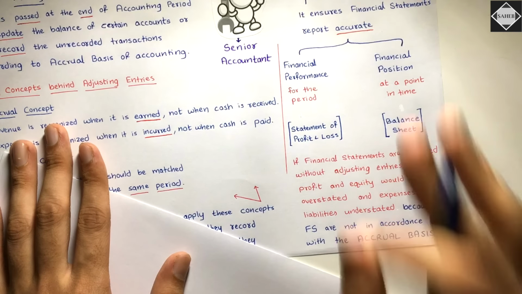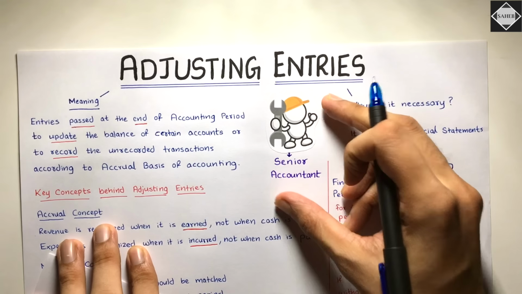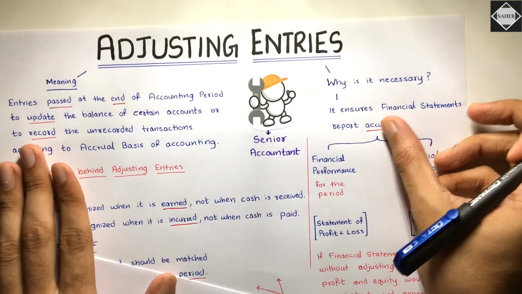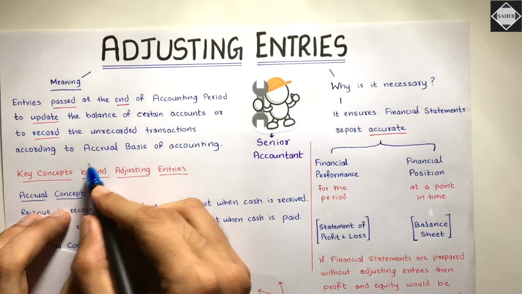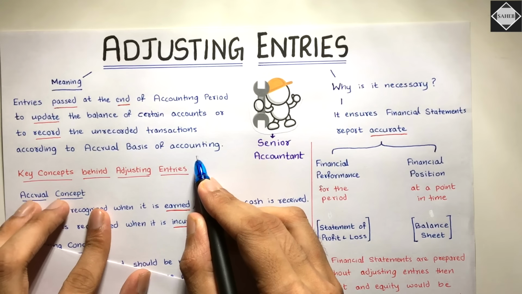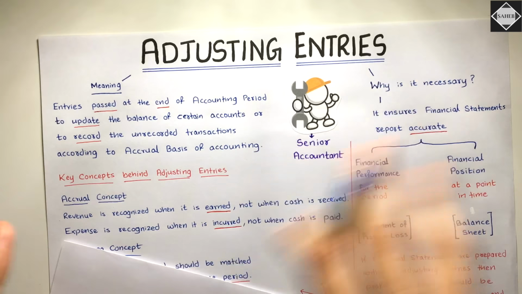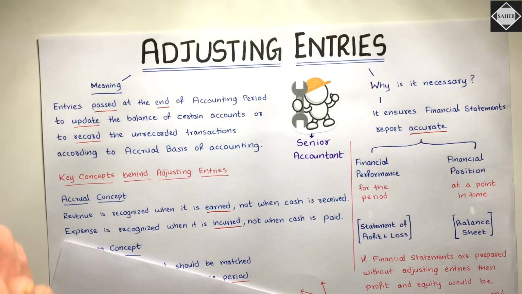So the basic thing is what this guy does, this senior accountant: he makes sure that the financial statements are in accordance with the accrual basis of accounting by making last minute adjustments, or last fine tuning, in the accounting records. Is that clear? Let me just show you the accounting cycle.